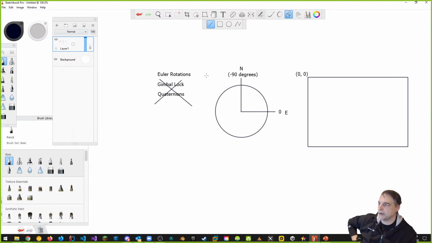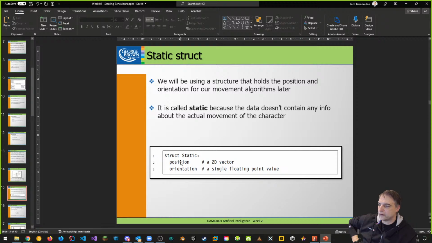across the z-axis. So the z-axis being going into the screen itself. So we're rotating around the z-axis. We don't care about rotating across the x-axis and the y-axis when it comes to rotation. So why am I talking about rotations? Because we're going to need to know direction. And there's ways of getting to direction, and we'll talk about that in a second. So position is one thing. Orientation is a single floating point value, which is the angle that we're looking at, right, as an example.